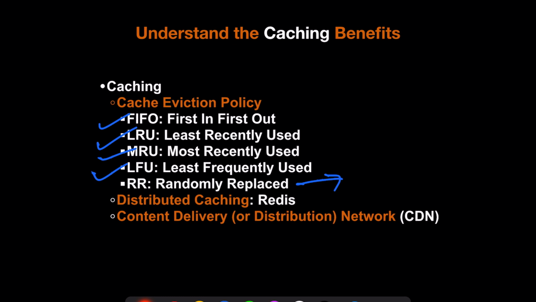We also need to read about distributed caching. Definitely we should read about Redis. It is very popular and used in many different systems. We also need to read about CDN, which is content delivery network or distribution. We use this to keep our media resources like images and videos close to our customers.